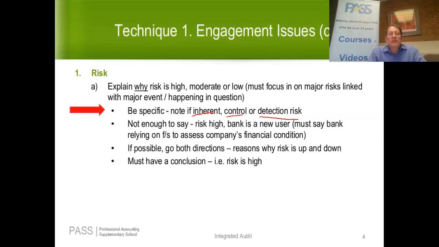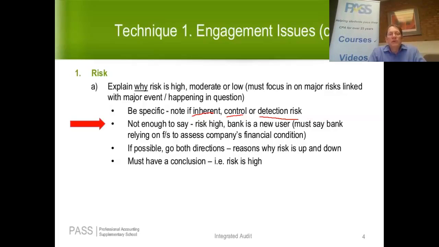Number 1, I would try to be specific. Mention what type of risk: inherent, control or detection risk. They don't always have this in the solution. It's hard to know how much this is going to buy you, but if you know, and it's easy to say what type of risk, it's not going to hurt.